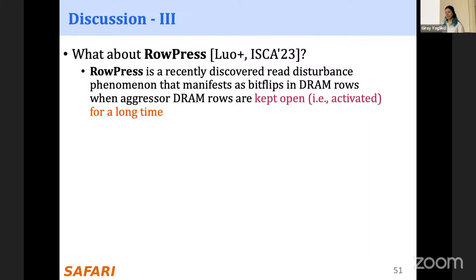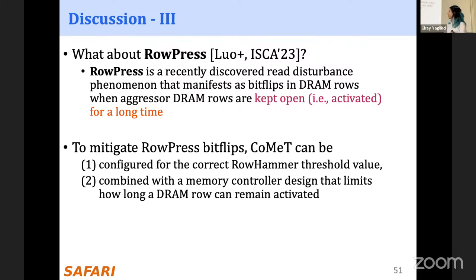Yeah, I think that's a good idea. Basically, right now we are supporting low RowHammer thresholds already, right? So RowPress sort of reduces the hammer counts, the RowHammer threshold, because now it just keeps the rows open, and that creates bit flips. We already covered that case with CoMeT, and like you said, it would be sufficient to also account for the row open time. So that's one solution. First, we need to configure CoMeT for the required RowHammer threshold and combine it with the memory controller design that limits how long a DRAM row can be activated. So that sort of covers it.